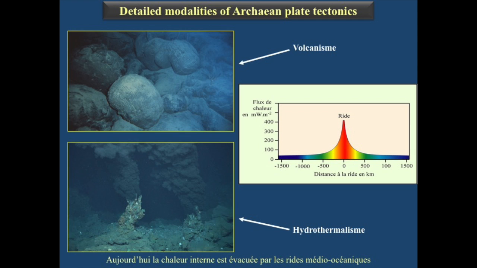But this heat is evacuated by volcanism at the ridge, and also by something that is linked to volcanism, hydrothermalism. The black and white smokers, the water is quite hot and helps in evacuating, in releasing the internal heat of the Earth.